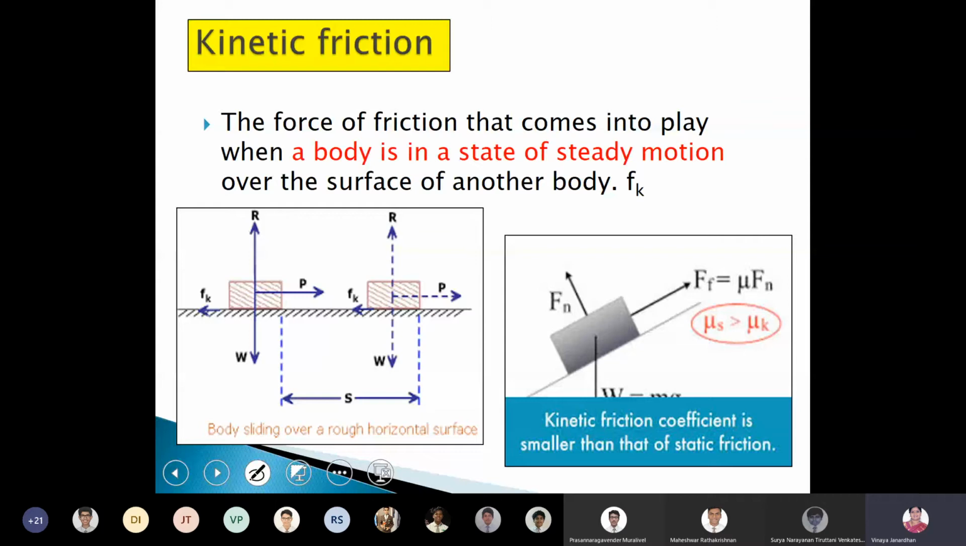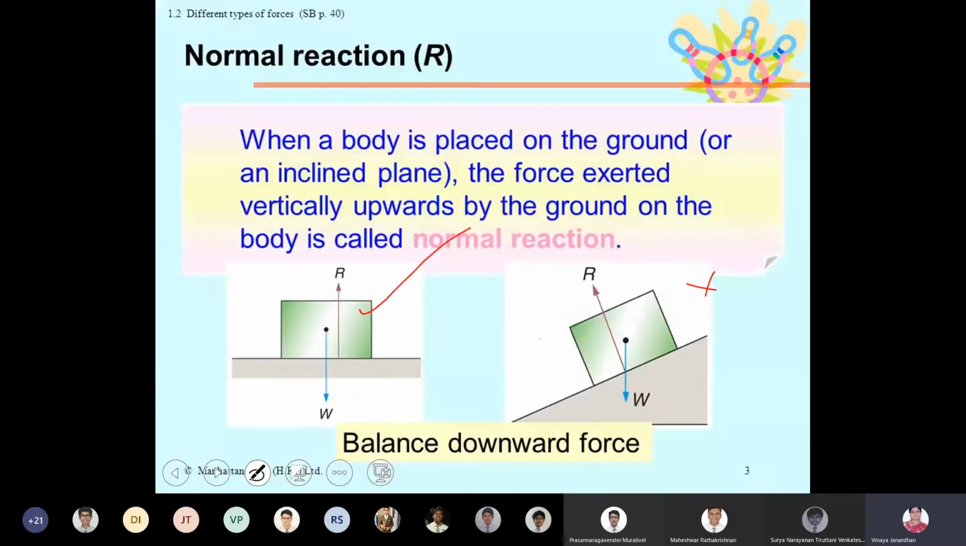So this kinetic friction is of two types. One is sliding friction, that is one body sliding over the other. Then rolling friction, one of the two bodies rolling over the other. That's it. That is about kinetic friction.